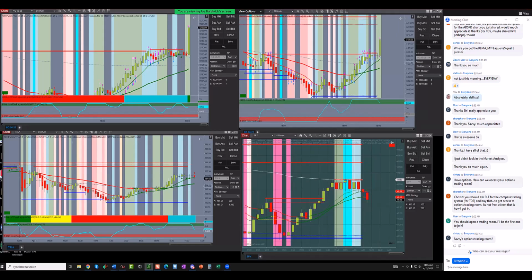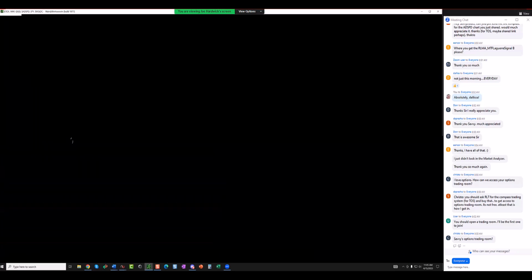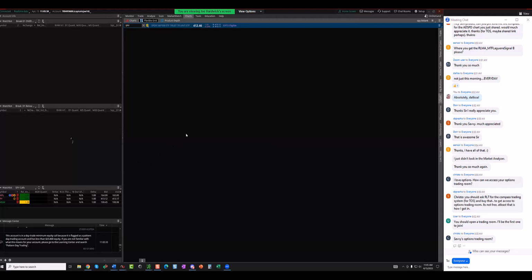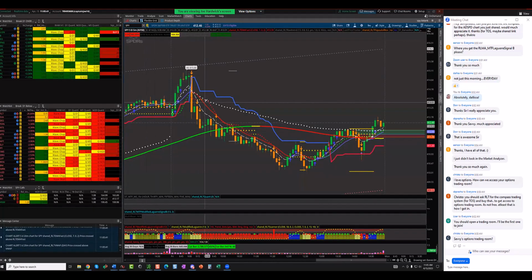I have. Let me just find. Oh, it still doesn't seem to be too thick. It's possible. Let me show you on TOS what a compression break looks like. Yep, they look tremendously different.